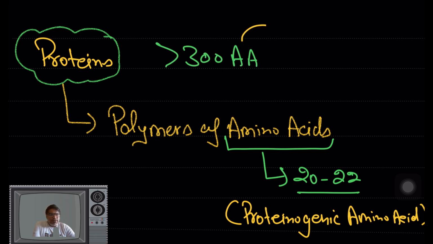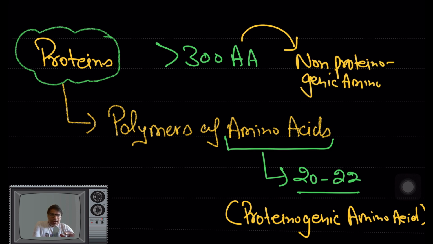Here keep in mind that within the cell you are going to have more than 300 amino acids. So here I have told you 20, 22, these are proteinogenic amino acids. The rest are non-proteinogenic amino acids. Non-proteinogenic amino acids have different roles, and the proteinogenic amino acids are found only in the case of proteins.